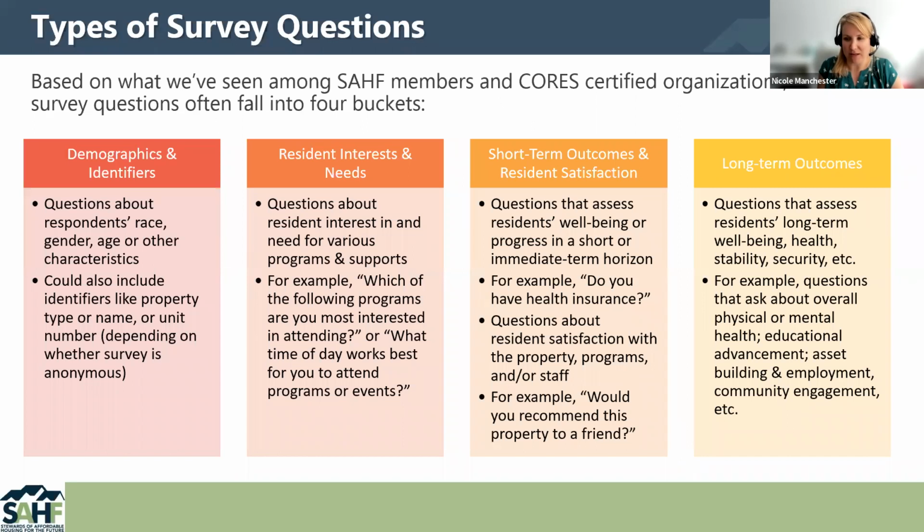These can be the stepping stones to more long-term outcomes, the building blocks of getting to improved long-term outcomes, such as access to supports or services, like access to health insurance, access to early education enrollment, employment. And then you might also include questions around resident satisfaction: do they like the program, how do they feel about the staff and the property. An example that we see a lot is just, would you recommend this property to a friend or family member?